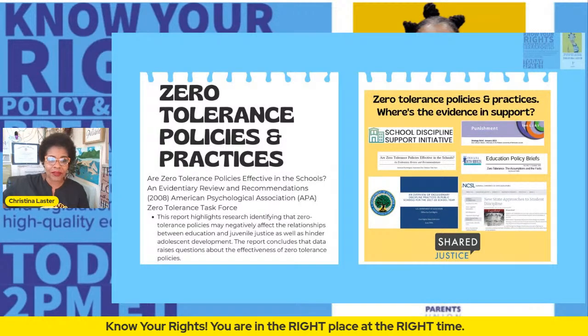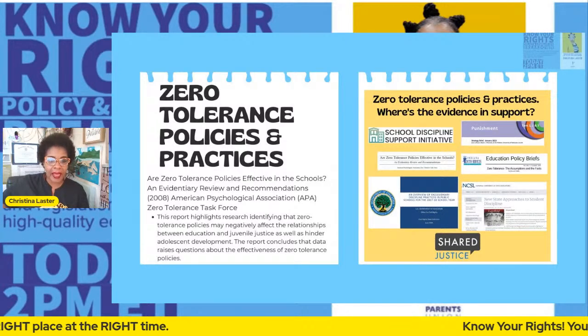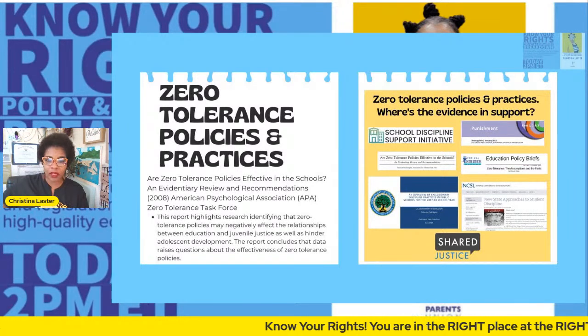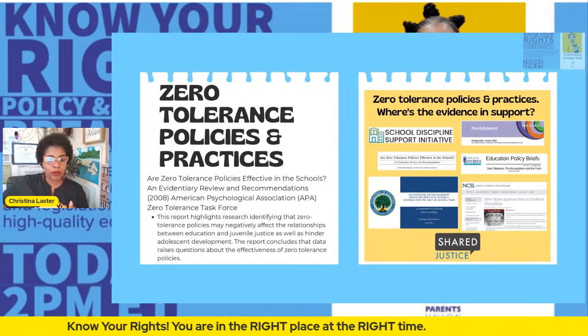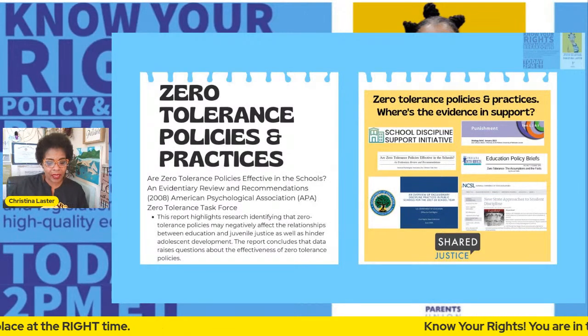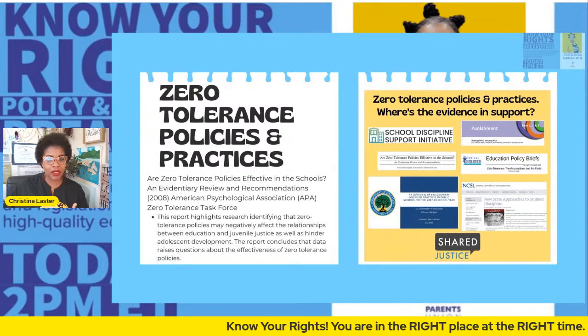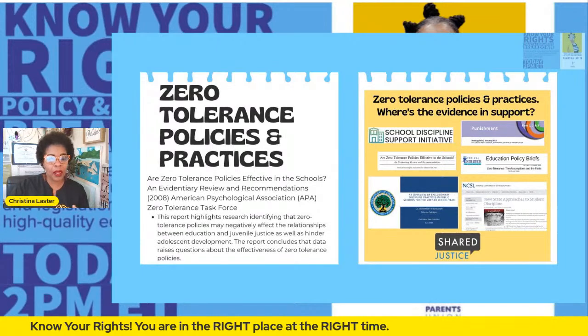We're looking at development, right? How these types of policies and practices may hinder adolescent development. All of us want our children to learn and thrive. We want them to be reaching their fullest potential into adulthood, and don't want that stagnated or hindered in any type of way or fashion. So we're going to be looking at the ways that it may hinder adolescent development.